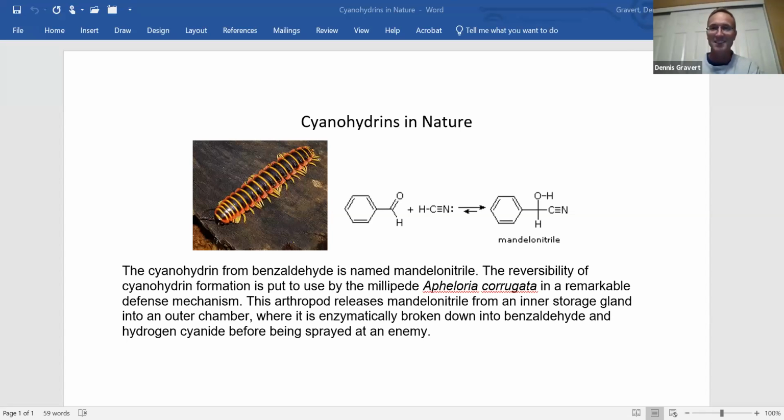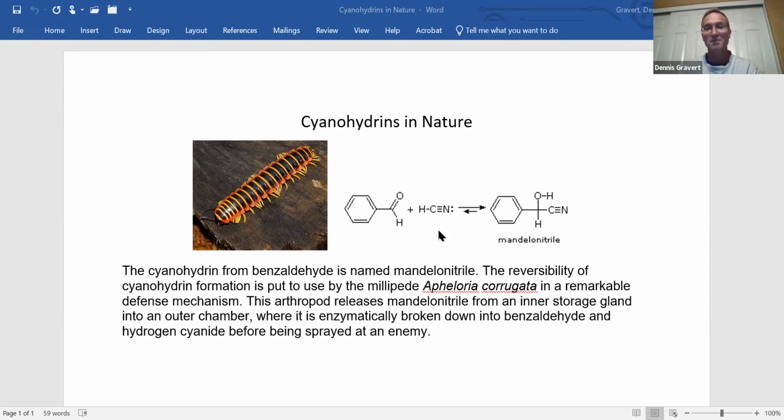But let's get real. Why do we focus on something as weird as a cyanohydrin? Synthesis is one reason, but nature's another reason. So here, on Canvas, I have this. You can read it at your leisure. But this poisonous millipede actually creates this cyanohydrin, mandelonitrile. I'm not sure how to say that. Anyway, it stores that, and then it converts it, reverses the reaction.